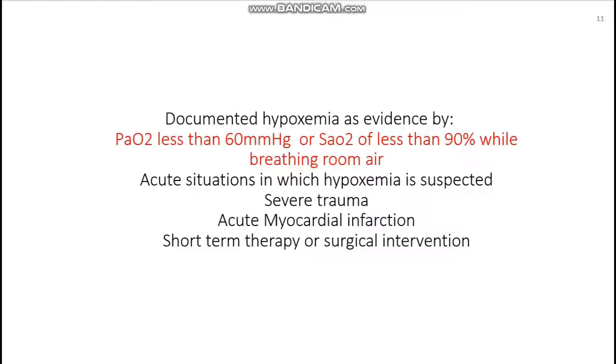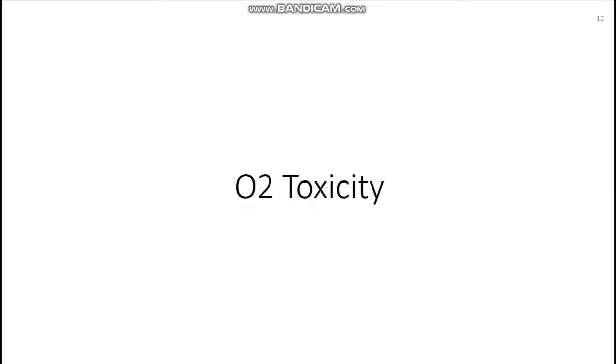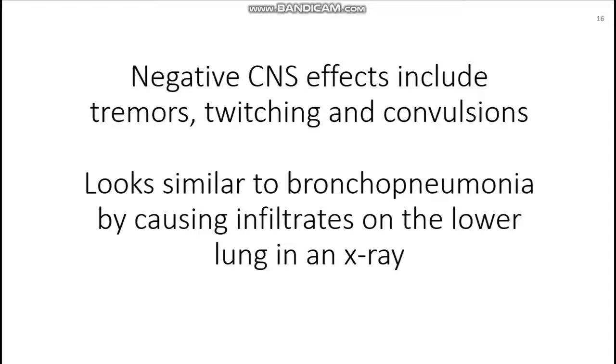Acute situations in which hypoxemia is suspected are severe trauma, acute myocardial infarction, also known as a heart attack, short-term therapy or surgical intervention. Oxygen toxicity, areas affected: lungs and CNS. CNS effects. Negative CNS effects include tremors, twitching and convulsions. Looks similar to bronchopneumonia by causing infiltrates on the lower lung in an X-ray.